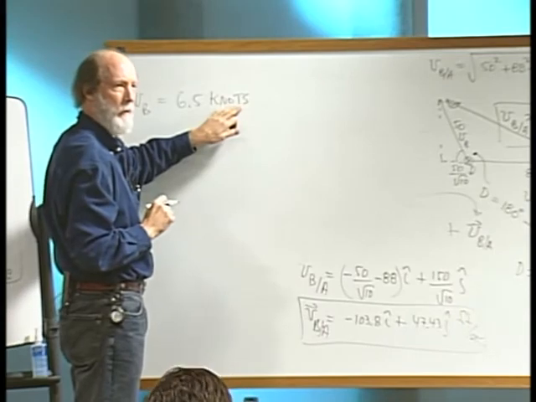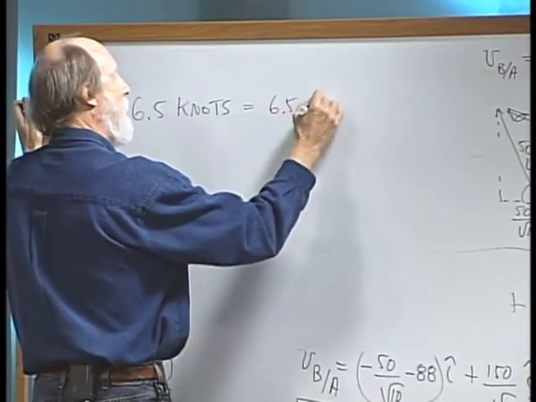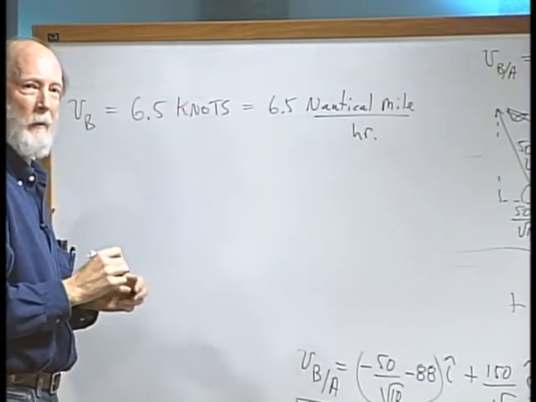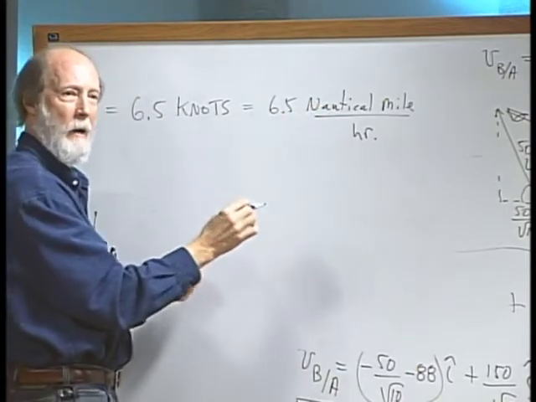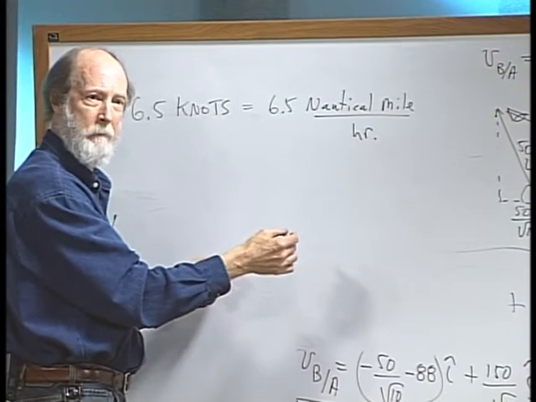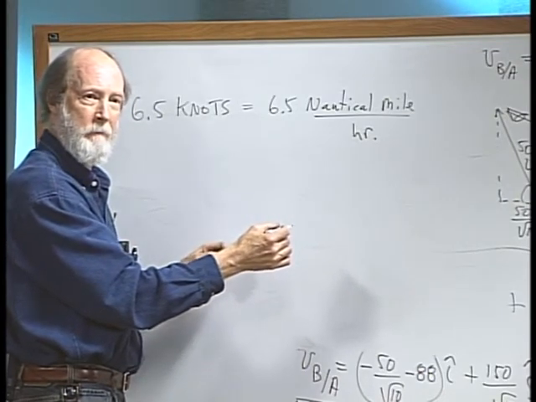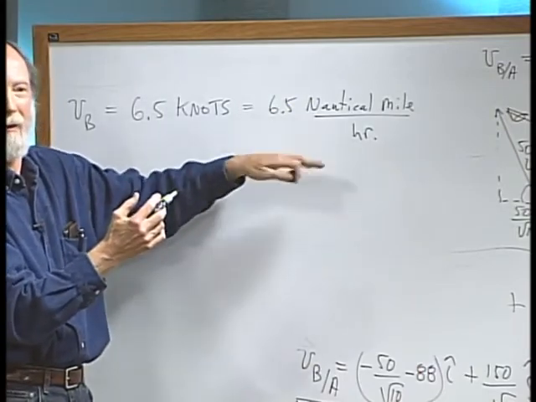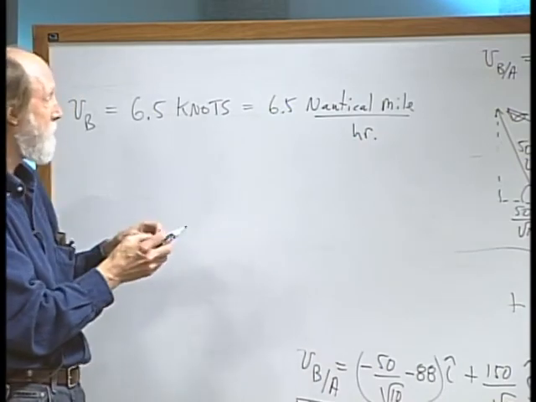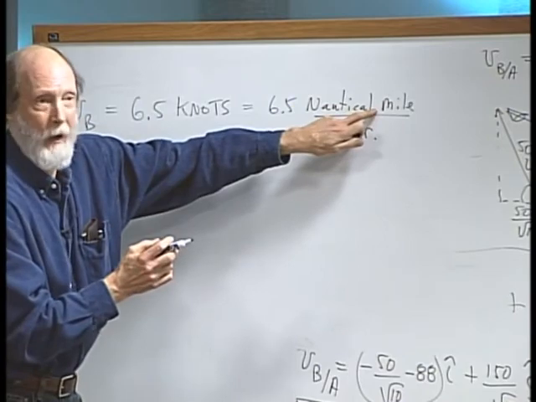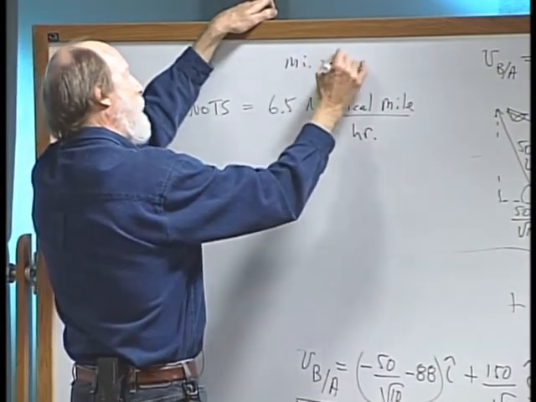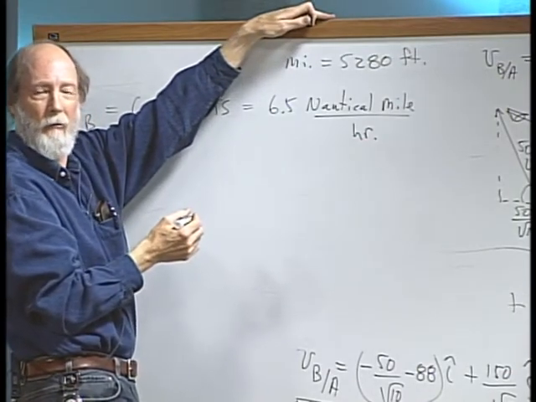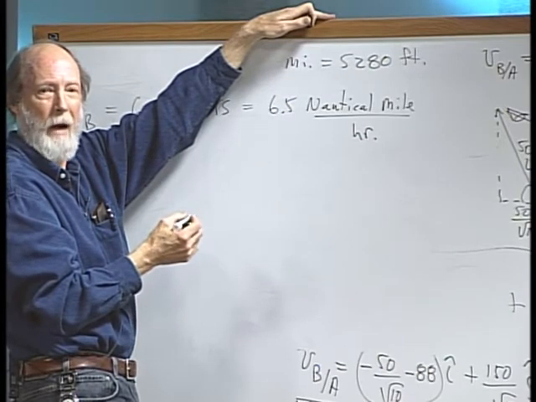Knots means nautical miles per hour. I believe a nautical mile is 1 minute of latitude, so a minute of latitude in angle measure, a 60th of a degree of latitude. That's larger than a statute mile. The statute mile that we're familiar with is 5,280 feet. A nautical mile is a touch over 6,000 feet, and it should be tabulated in an index or a table somewhere in the back of our book or inside the front cover.